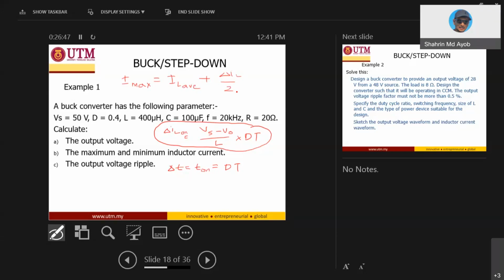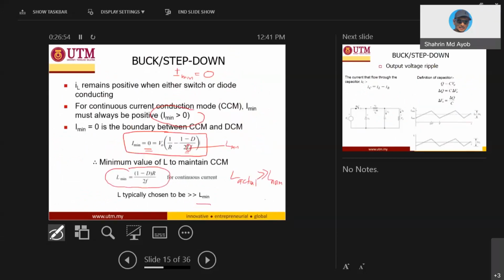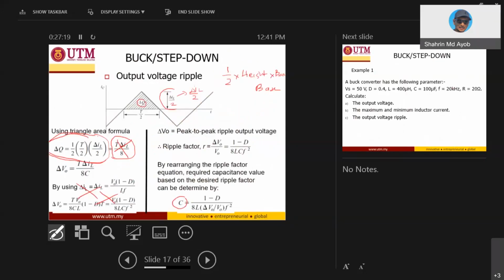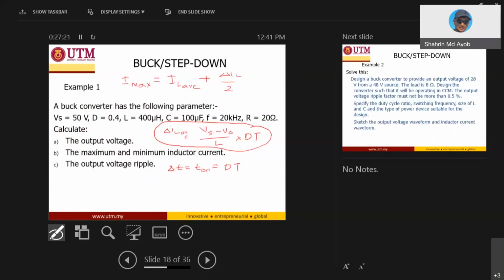Yes. Kenapa tak bagi L? Why didn't you give L? So right now, your I out, apa dia? V out, apa dia? Kan? V out is I out multiply V out. Betul? Kenapa tak bagi resistor? Kenapa tak bagi induktor? Mana? Mana? Oh.